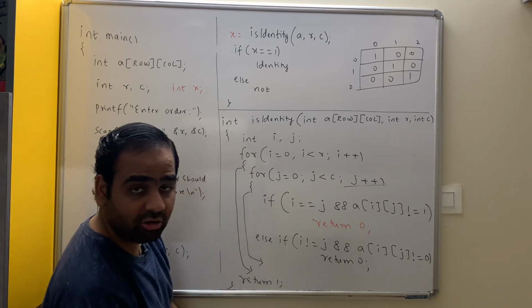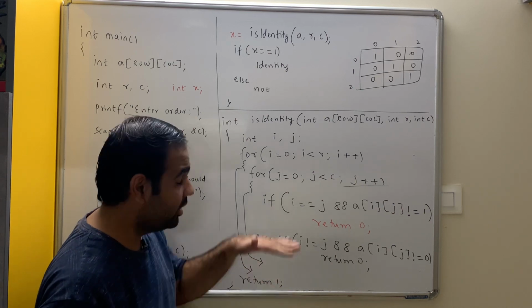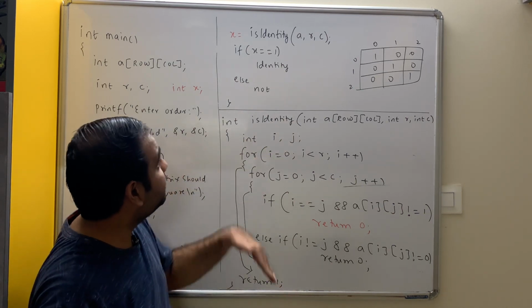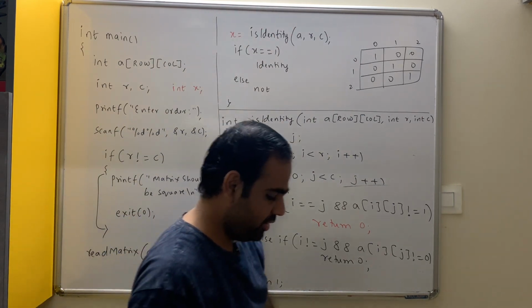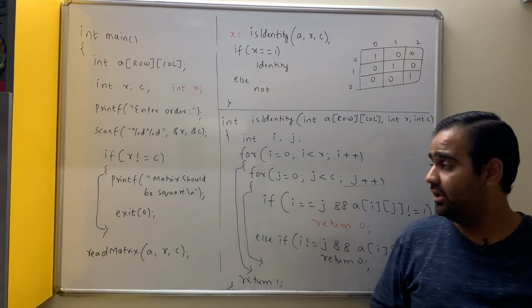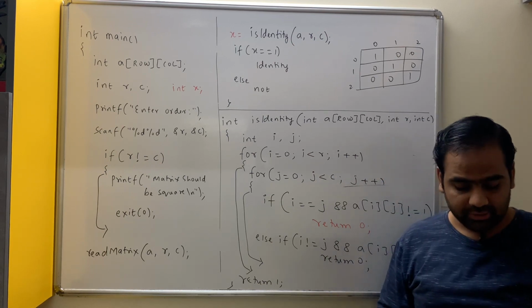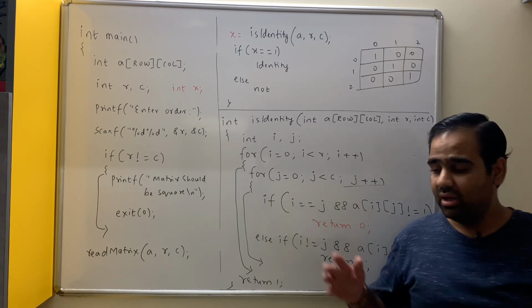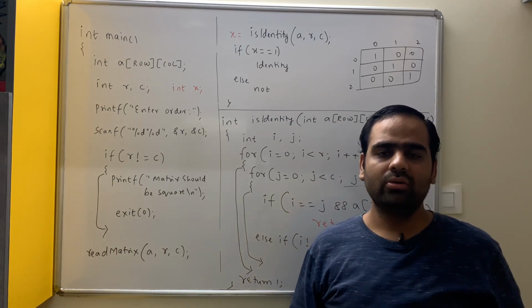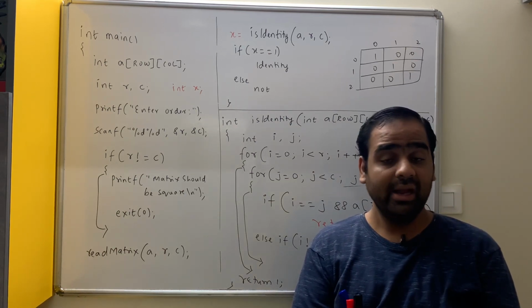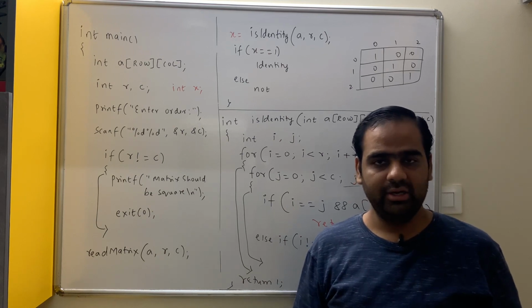Already I explained this logic. It means it is an identity matrix, and return 1 means the value of x will be 1, 1 equal 1 is true, and it says it is an identity matrix. This is how we check if the matrix is identity or not. Again, we are going to use this in the orthogonal matrix, because an orthogonal matrix is A multiplied by A transpose, which will give you the identity matrix.